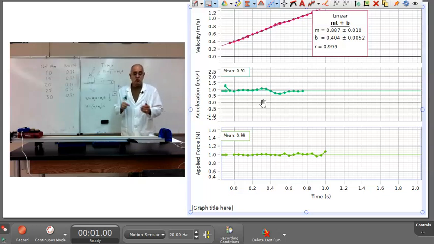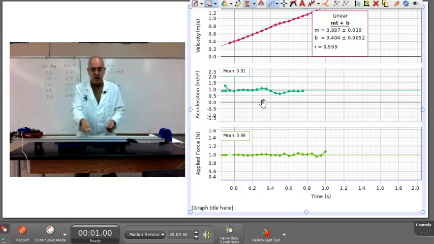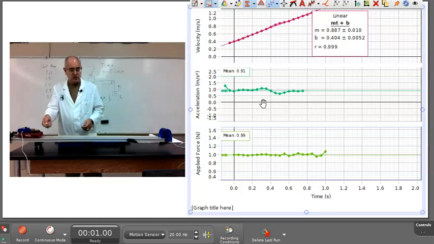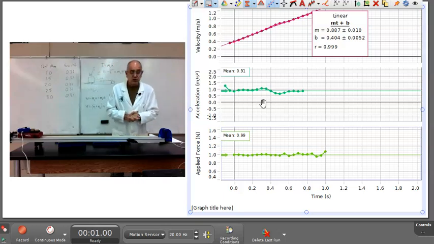Okay. The only way to really tell is if I took a cart and grabbed it and applied 1 newton of force in this direction, so I'm only accelerating the cart with that particular force. So that's the reason why we have that uncertainty in question 2.3.